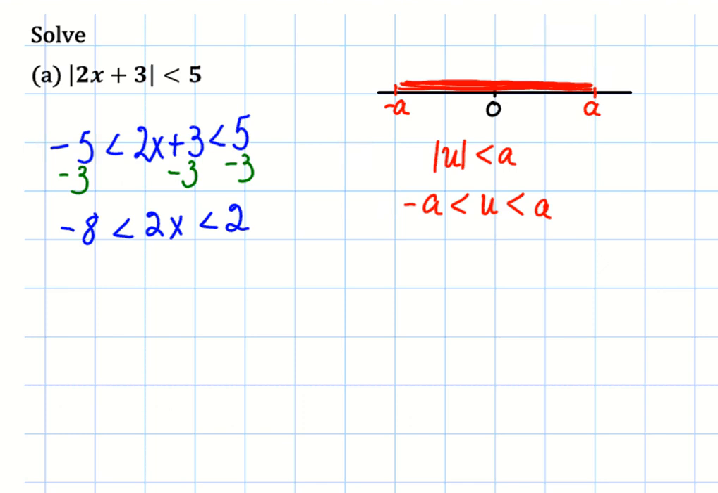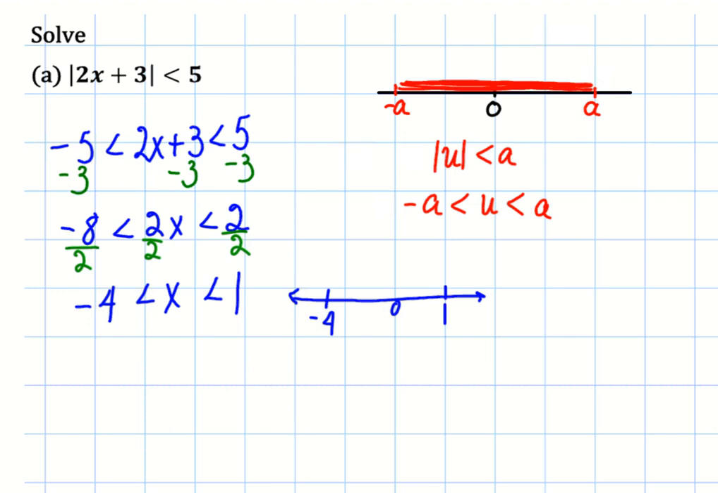Now I want to divide by 2. Negative 4 is less than x is less than 1. So the value of x is going to be in between negative 4 and 1.